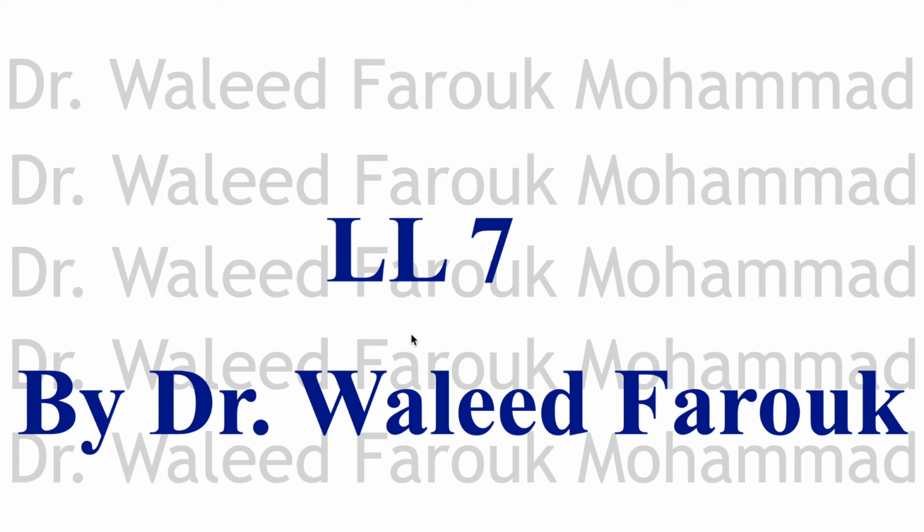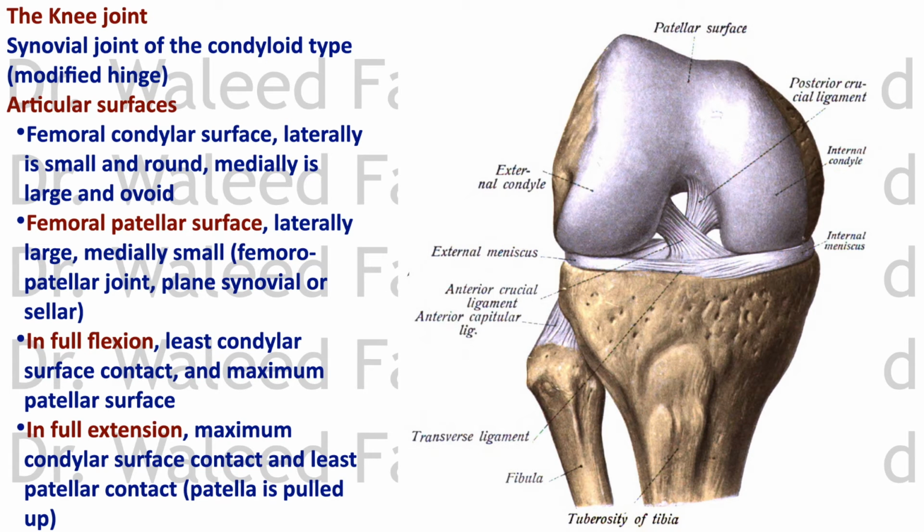In this lecture we'll be discussing the knee joints, so let's begin. The knee joint is a synovial hinge joint. Actually, it's a modified hinge. That's the old classification. Modified because it doesn't only have flexion and extension, it has rotation of the femur on tibia or tibia on femur in locking and unlocking of the knee.